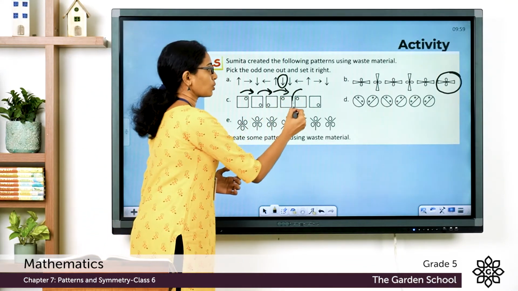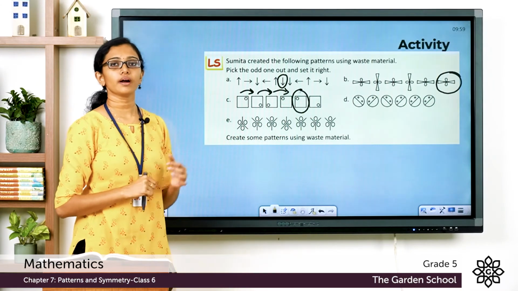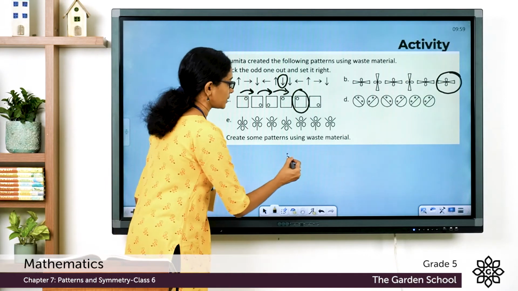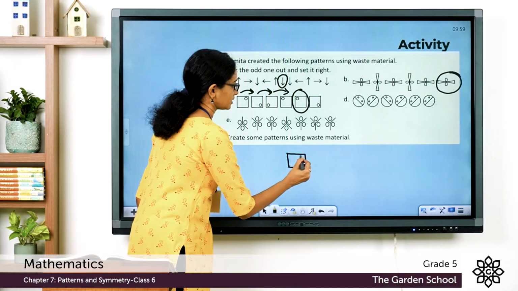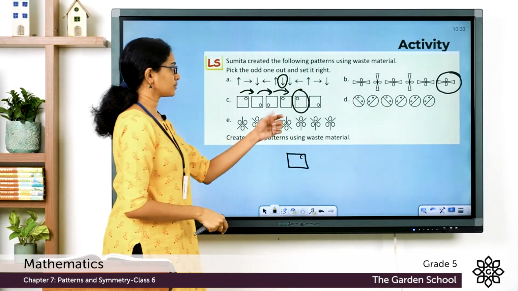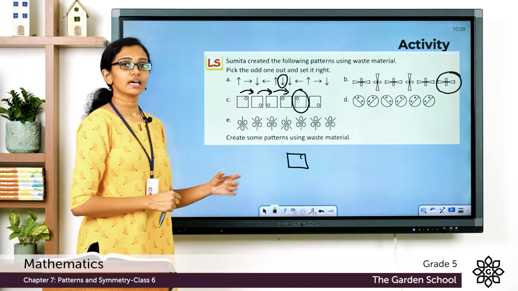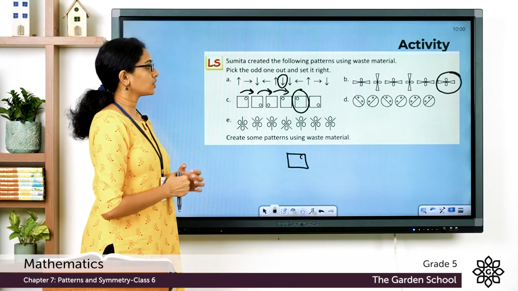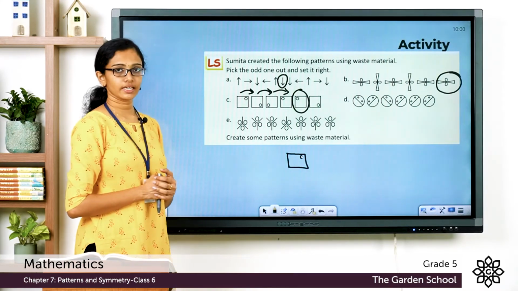So which is the odd one? This is the odd one in the pattern. Now how should it look? It should be looking like this. When you turn the previous image, it should look like this, and this is the image that comes next in the pattern. Now let's move on to the fourth question, question D.